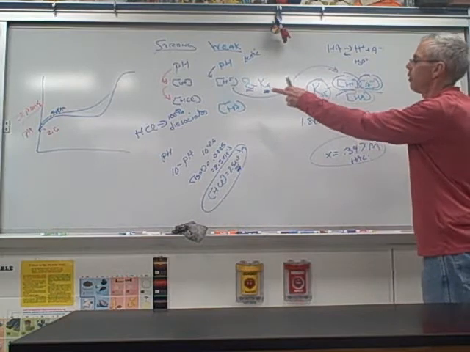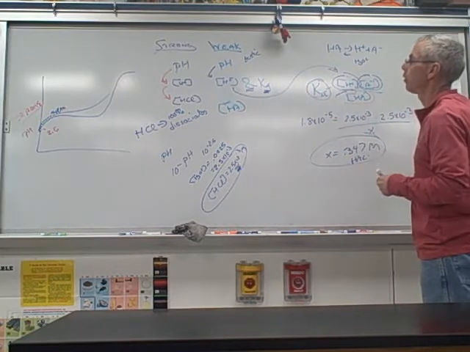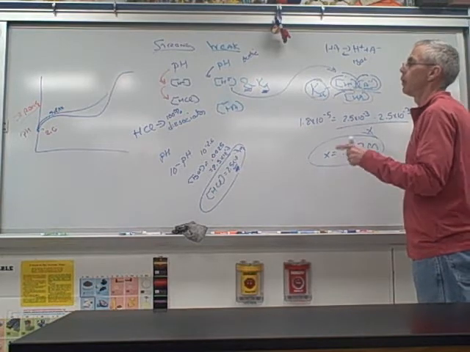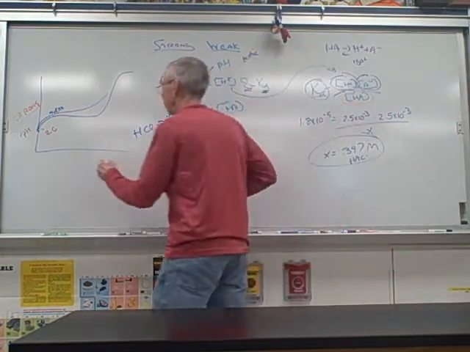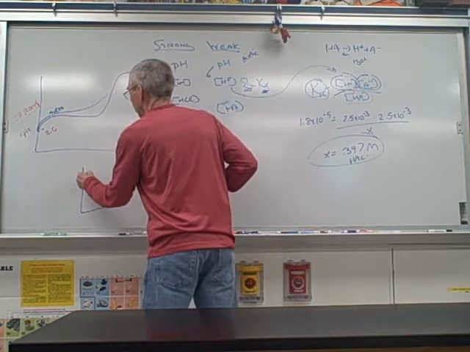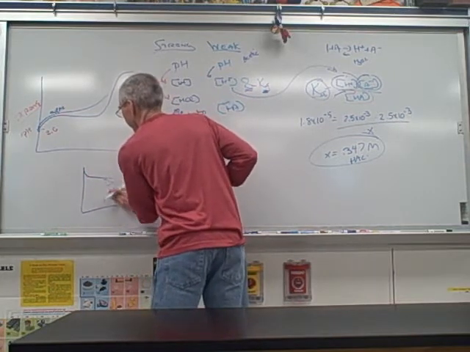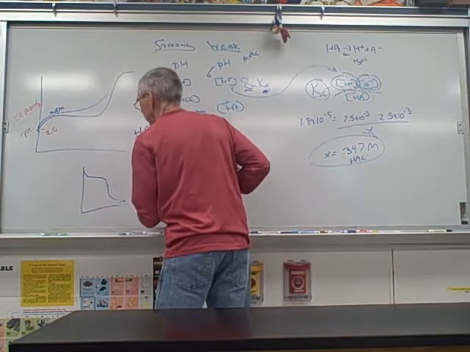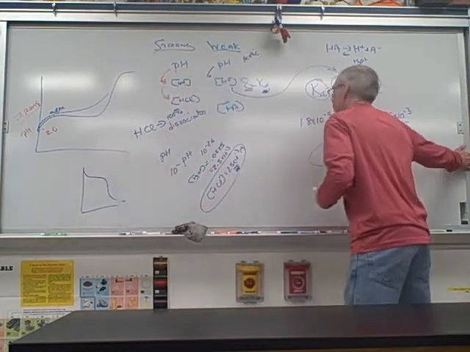Now, we just discussed the very first point on the curve where we have not added any base. So in this case, it's an acid titration. Remember that we could do the exact same thing with a base. It would merely look like this, where we were titrating the acid into the base. No big deal. All right.